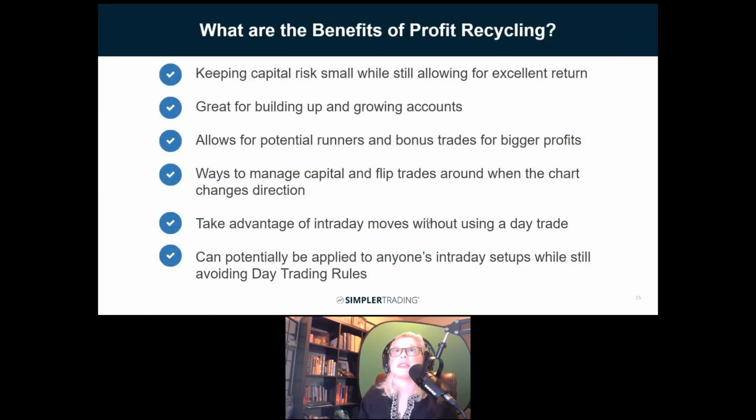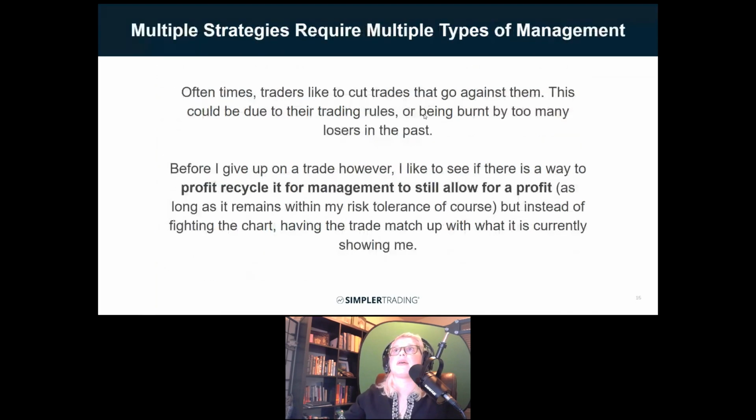So, what are the benefits of profit recycling? Well, keeping risks small while still allowing for excellent return. It's great for building up and growing accounts. It allows for potential runners and bonus trades for bigger profits. There's ways to manage capital and flip trades around when the chart changes direction, which we'll talk about here in a little bit. It has ways to take advantage of intraday moves without using a day trade and can potentially be applied to anyone's intraday setups while avoiding the pesky day trading rules.